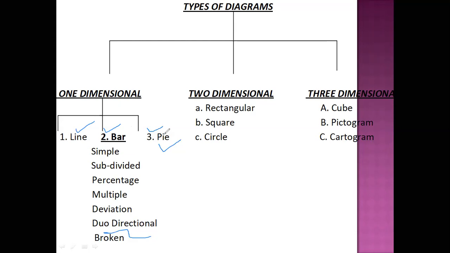In our next class we will see two dimensional diagrams, and in the subsequent class we will discuss three dimensional diagrams. Two dimensional are divided into three categories: rectangular, square and circle. And three dimensional are divided into three categories: cube diagrams, pictograms and cartograms. And I hope you understood one dimensional diagrams.